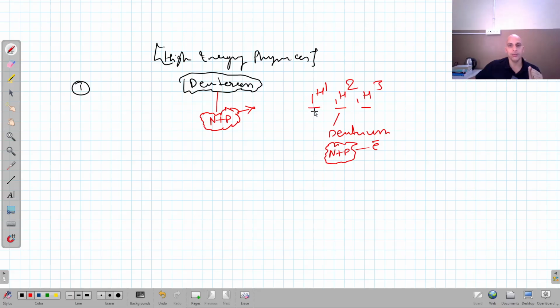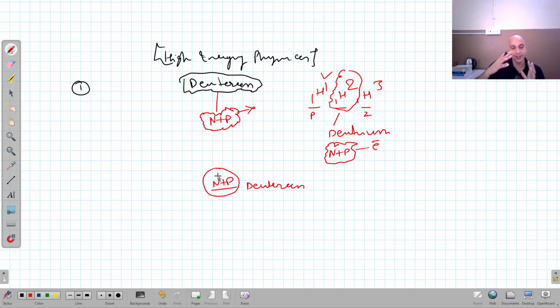Protium has only one proton. Tritium has two neutrons and one proton. So this is the case of these three isotopes, but I'm interested in deuterium. If I have a deuterium atom and I remove the electron from that, then I'm left with only the nucleus of deuterium. That is known as a deuteron, a combination, as I told you, of a neutron plus a proton.